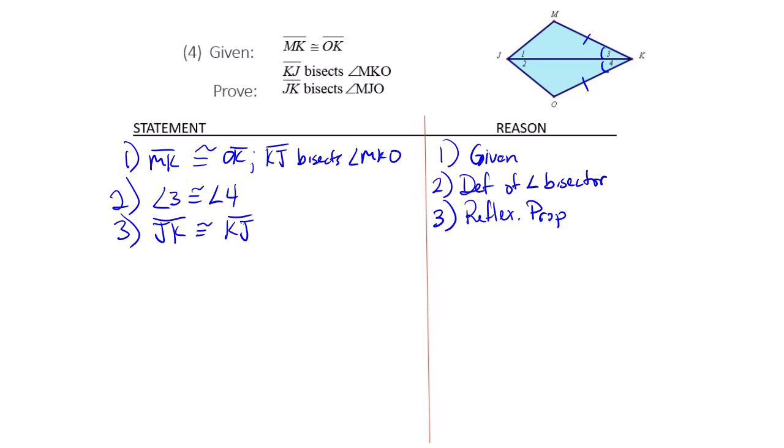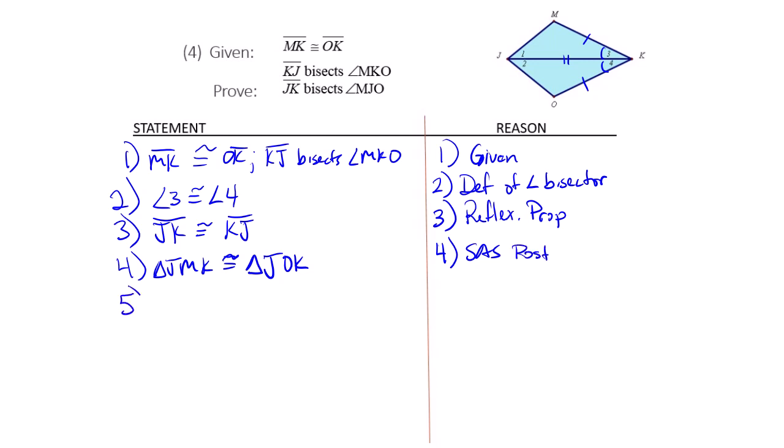All right. So now we have side angle side, right? So we can say that these two triangles are congruent. Triangle JMK is congruent with triangle JOK. And this is a postulate.